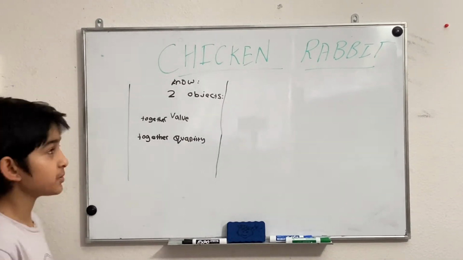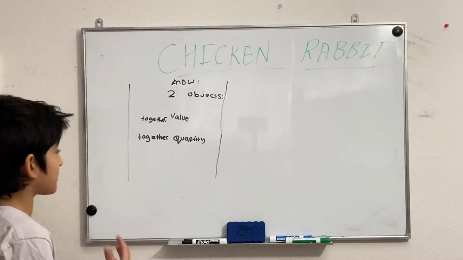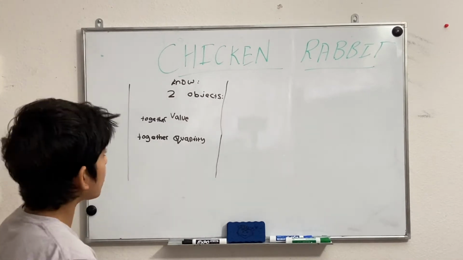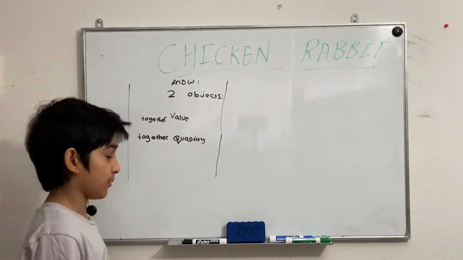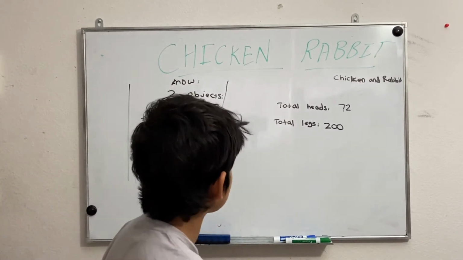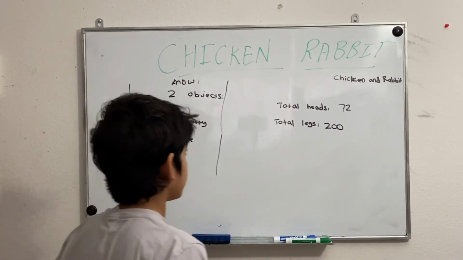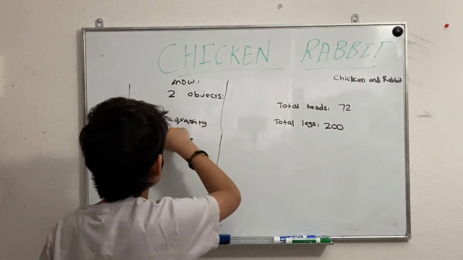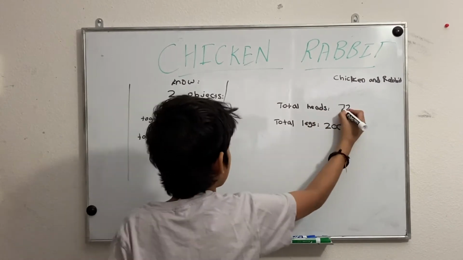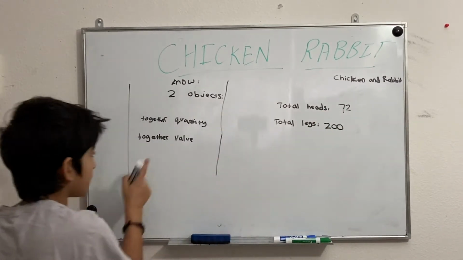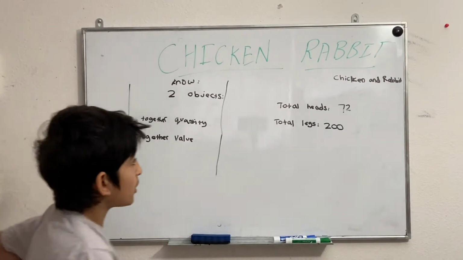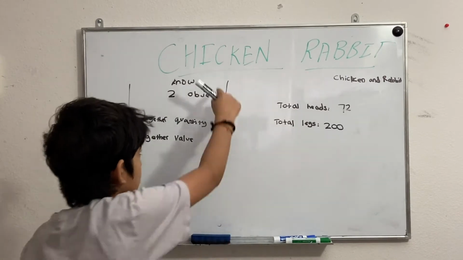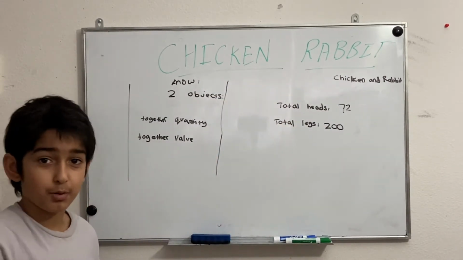Well, in these types of problems, we know two objects, the two objects' total value, and the two objects' total quantity. We'll learn more about this in an example: total heads is 72, total legs is 200, and it's chickens and rabbits. So the two objects we know are chicken and rabbit. Together, the two objects' total quantity is 72, and the total value is 200. Also, it's not always going to be chicken and rabbit. This is just a nickname for the problems because they usually come up in problems.